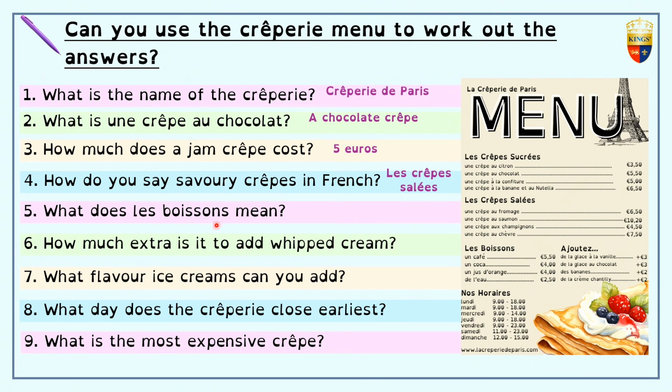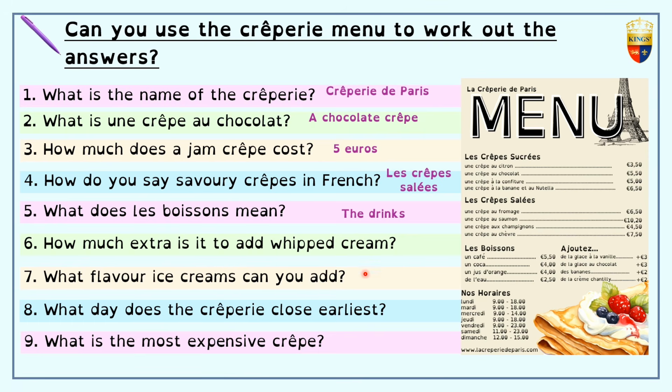So what does les boissons mean? Let's look at les boissons, and it says un café, un coca, un jus d'orange, and de l'eau. These are all what? These are all drinks. So les boissons means the drinks.